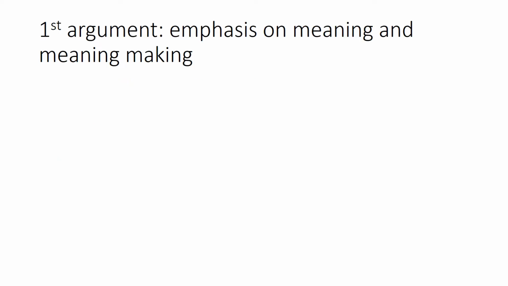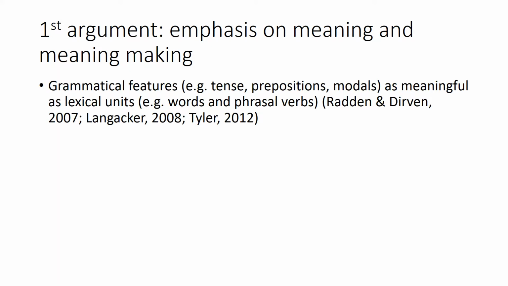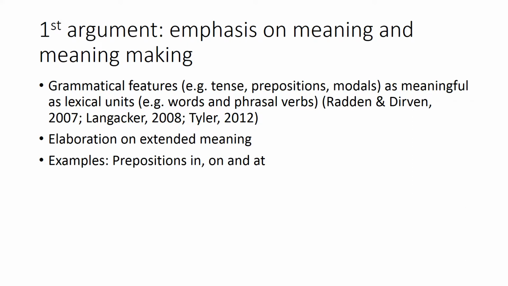My first argument is that cognitive linguistics puts heavy emphasis on meaning and meaning making. Grammatical features are treated as meaningful as vocabulary, although grammatical meanings are usually more abstract. Cognitive linguistics also explains how meanings can be extended systematically in language use. Let's look at prepositions in, on, and at as our first examples.